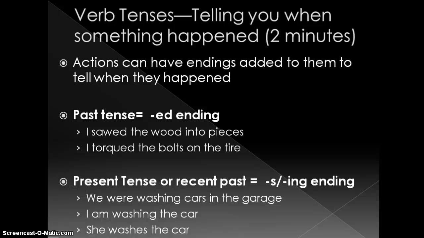We've been doing actions. Well, now you need to know what in the world a tense is and how that works with verbs. Because a verb tense tells you when something happened, so when an action was performed. So actions can have endings added to them to tell when they happened. So we can take a verb, add an ending to it, and it tells us when that verb happened.